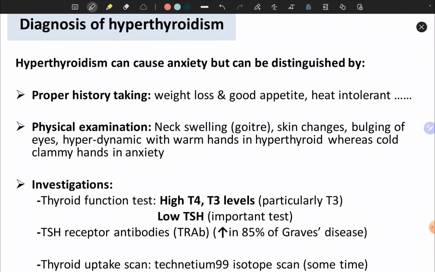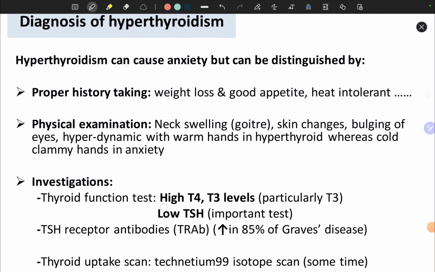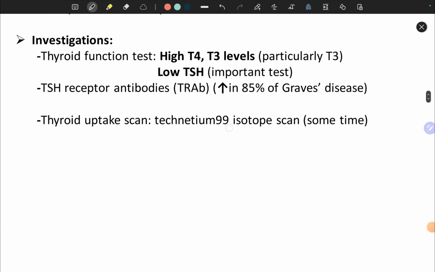there will be diffuse uptake in the whole gland, right and left lobes. Graves. In cases of multinodular goiter, we have several foci of increased uptake. Or in a single nodule, increased uptake in a single nodule, toxic adenoma.